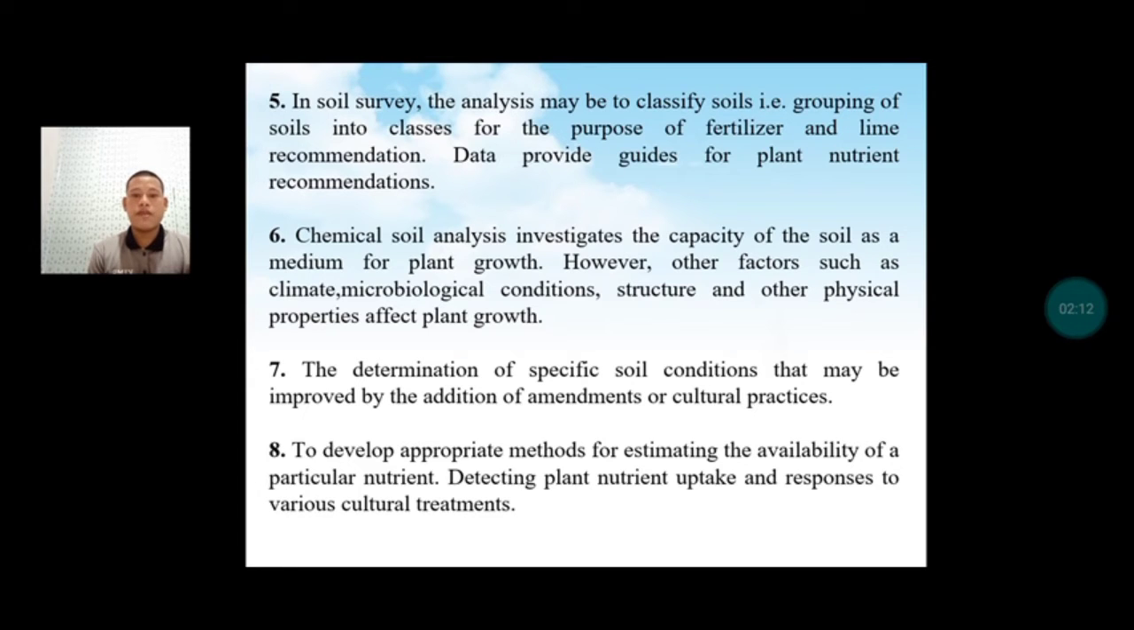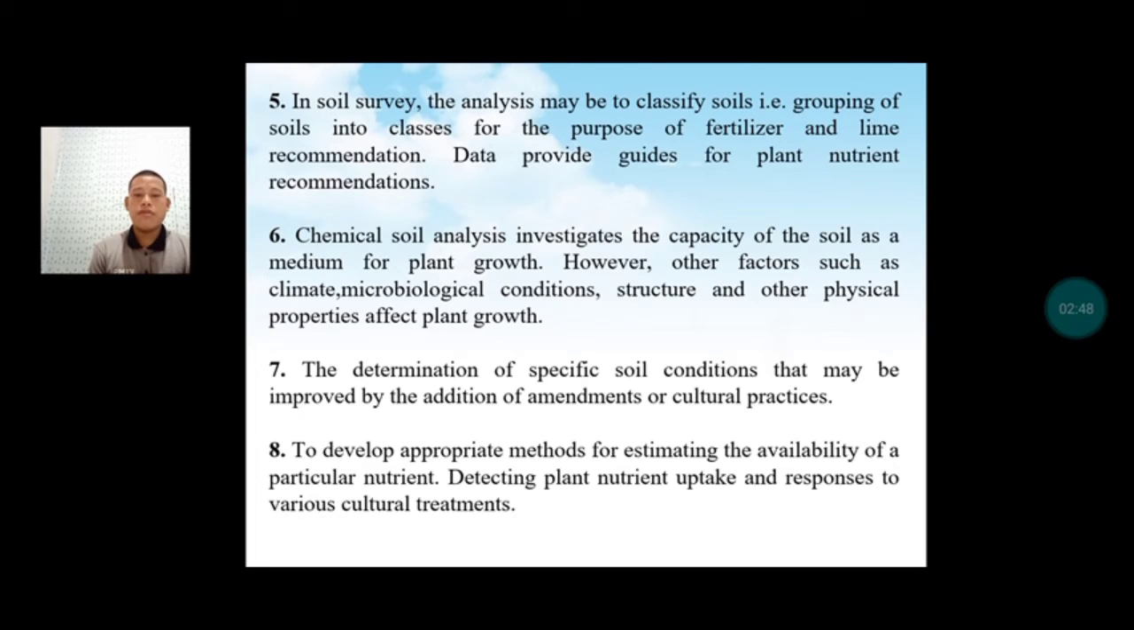After studying soil analysis, we gain knowledge about soil advisory, in which we know what application of fertilizer we use in prospective lands for plants' needs. After these studies, we also know how to investigate the capacity of soil given factors that affect it, like climate, microbiological conditions, structures, and other physical properties that affect plant growth, and find solutions to this problem to supply enough perfect fertilizer to soil for plants' needs.